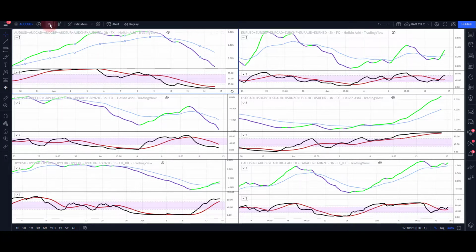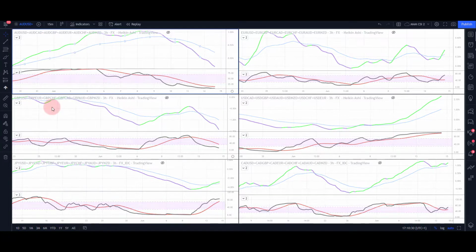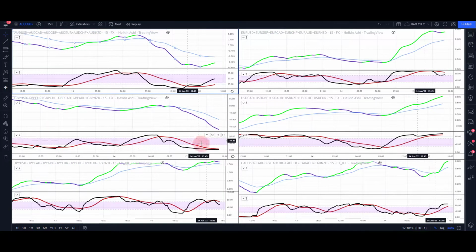Now I've used 3, 1 and 15 because I trade the FX in the 15-minute window, so I'm looking for the timing more precisely in here.